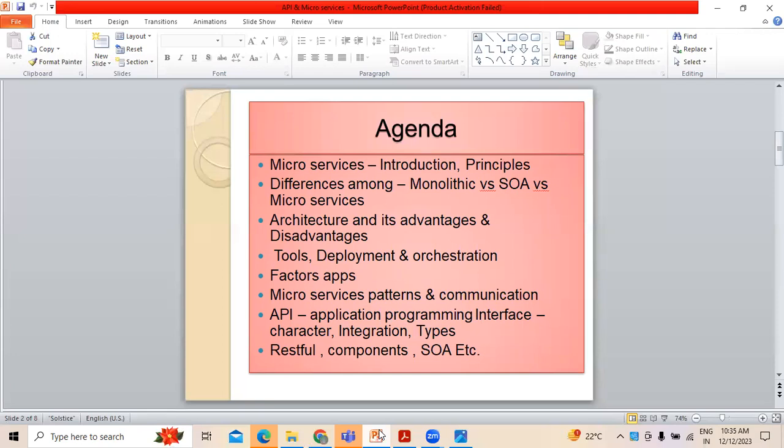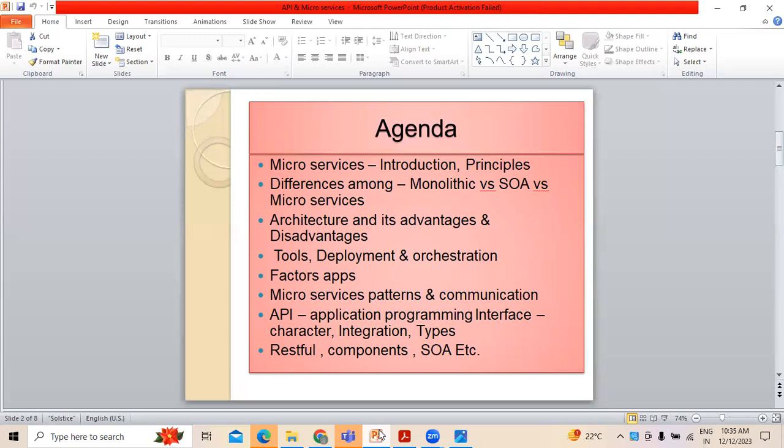Let's understand the basic principles. If you have any apprehensions over the understanding level, please do let me know. After that we'll go to the next level, right? So this is the point. Microservices introduction and principles is what we are going to discuss initially.